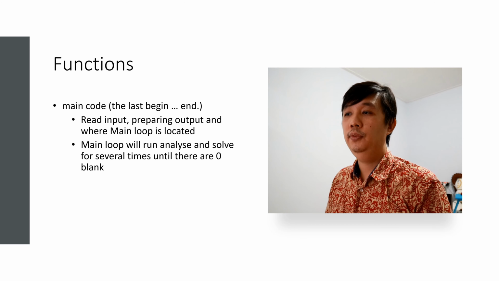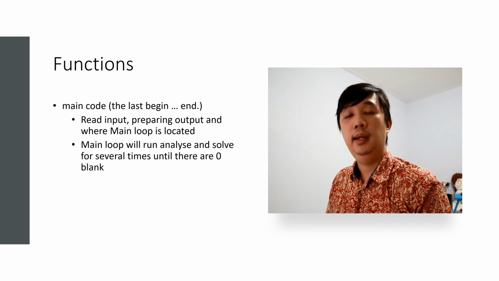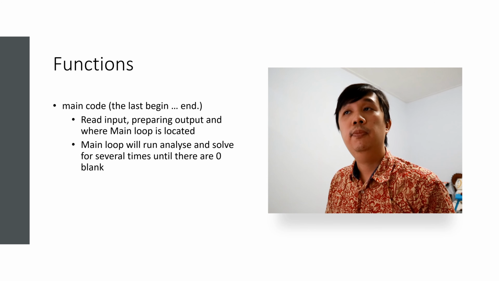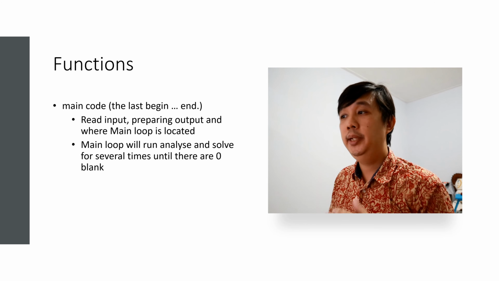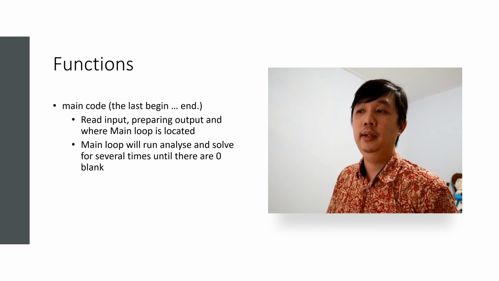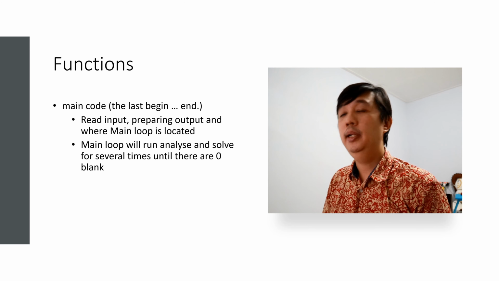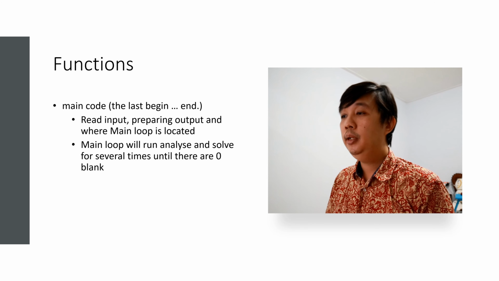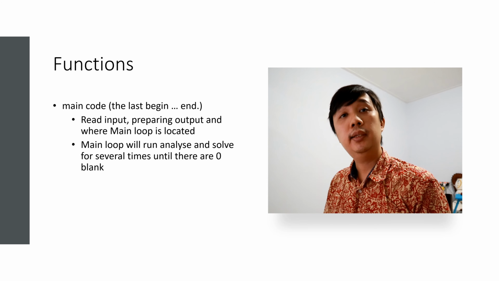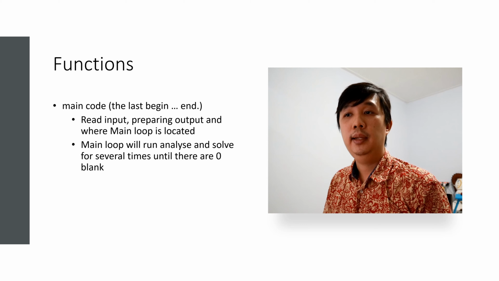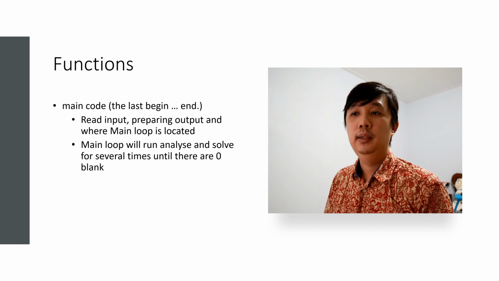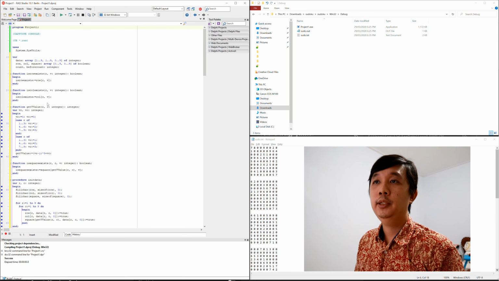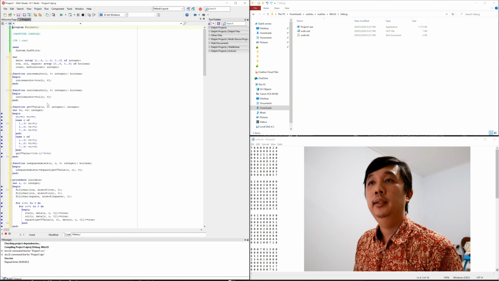Now we come to function main. It's the main code, the last begin and end. If you don't know, in Pascal, the main doesn't have a function name. It's just like the begin and end, but with a dot at the end of the end. Okay, it will read input, prepare output, and this is where the main loop is located. And the main loop will run and analyze several times until there are 0 blanks, until the count is 0. That's it. Okay, let's begin by looking at the source code.